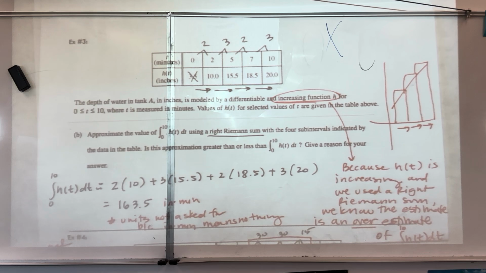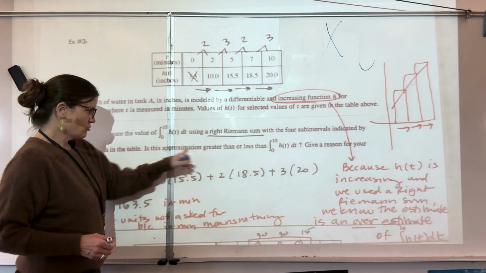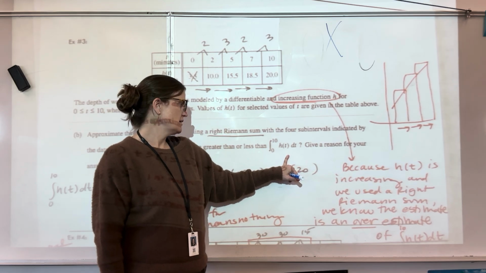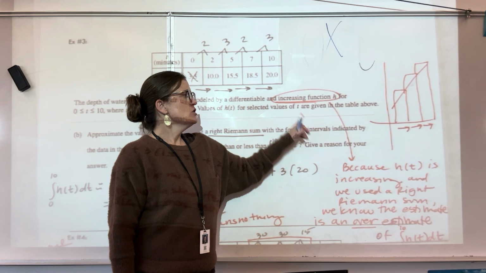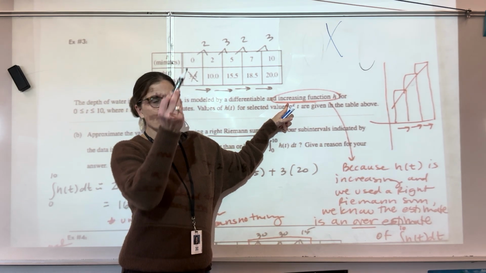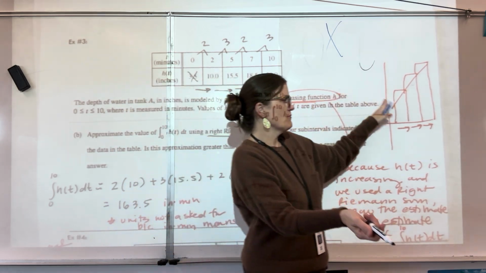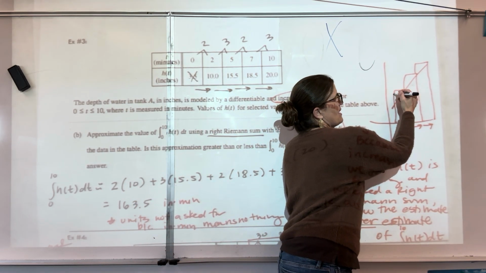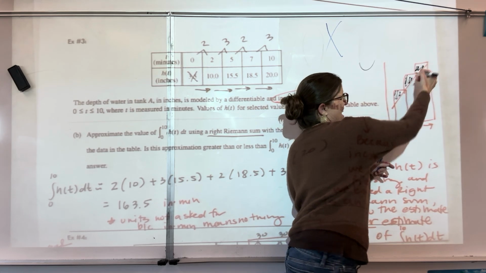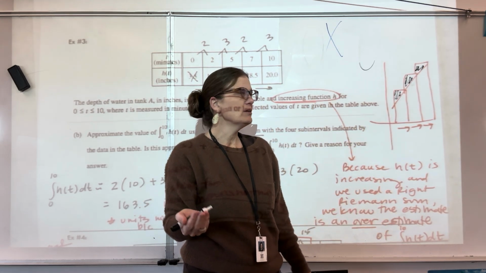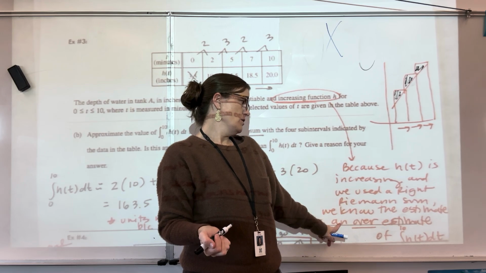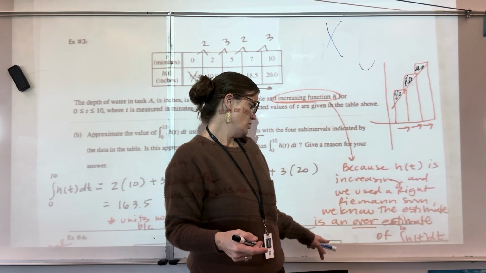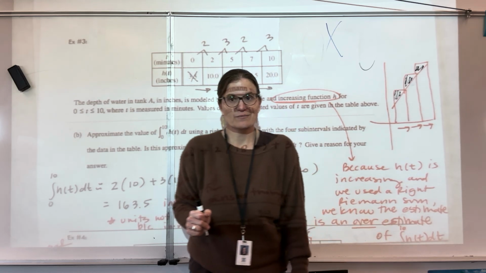Then the second question said, is this approximation greater than or less than the actual integral from 0 to 10 of h of t dt? Give a reason for your answer. They had told you that h was an increasing function, right? So here's my visual. If you have an increasing function and you're using a right Riemann sum, see how all this space up here should not be included, but it is being included, so that would be an overestimate. So I said because h of t is increasing, and we used a right Riemann sum, we know the estimate would be an overestimate of the integral of h of t.